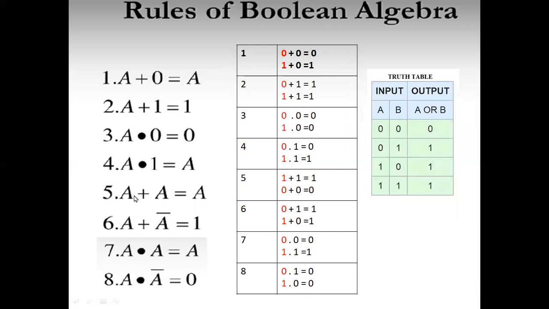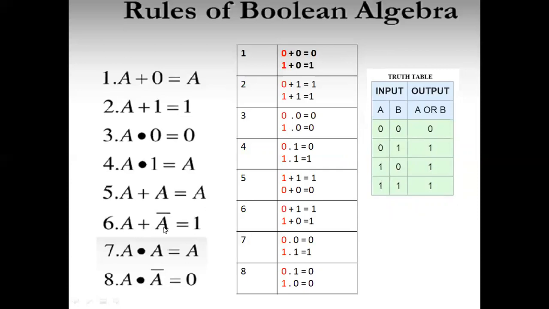Next one is A plus A is equal to A. That is 0 plus 0 and 1 plus 1. 0 plus 0, that is A plus A, because A and B are now equal. So 0 plus 0 is equal to 0, 1 plus 1 is equal to 1. That means when you add this way, the answer is always A.